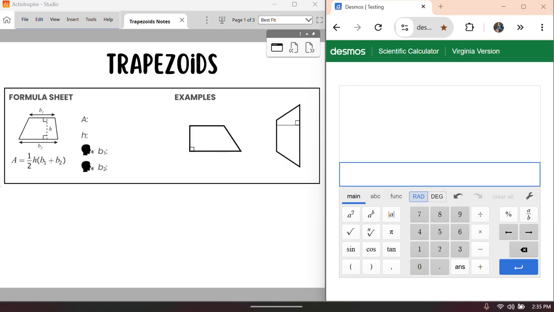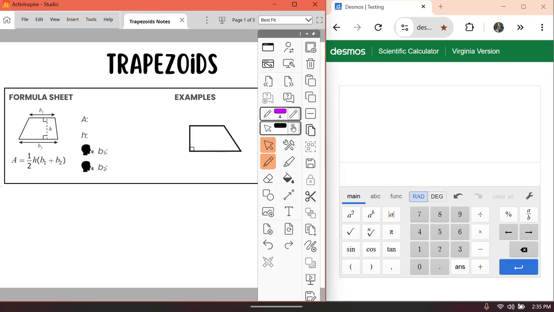I will tell you, this is not going to be a super detailed introduction to trapezoids. It is mostly going to be focusing on how to find the area and perimeter of one, assuming you already kind of know what a trapezoid is. But I will give you a base rundown super fast.